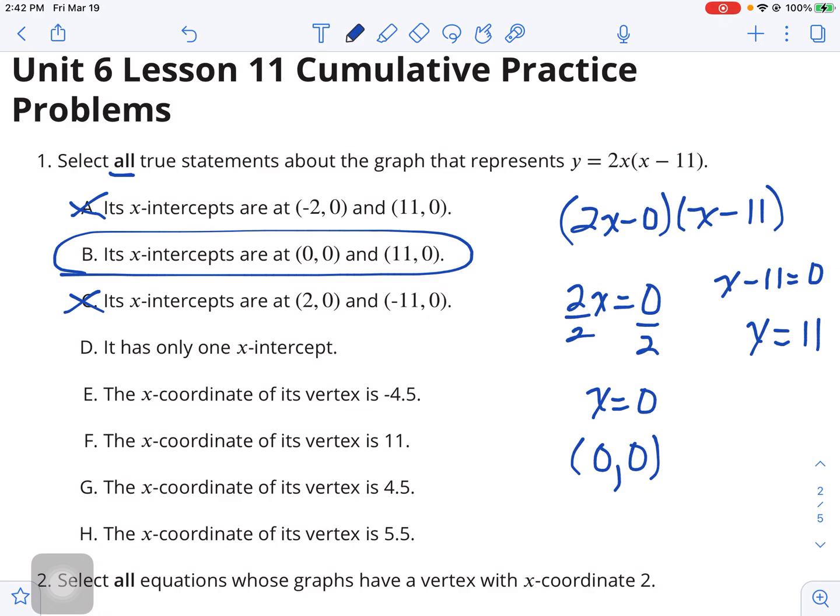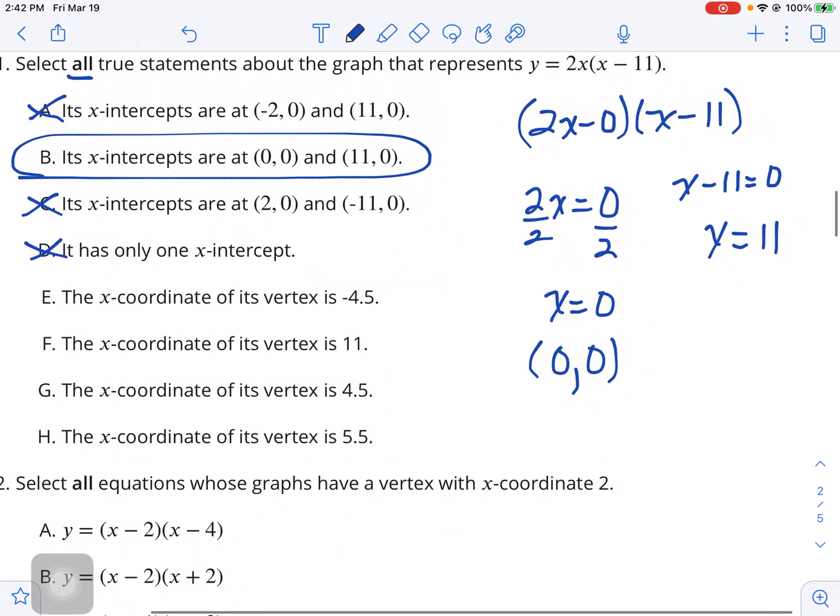It only has one x-intercept. No, we just found that it has two. Now the coordinate of its vertex is -4.5. Remember, we can find the x-coordinate of the vertex by taking the average of the two x-coordinates of the x-intercepts.